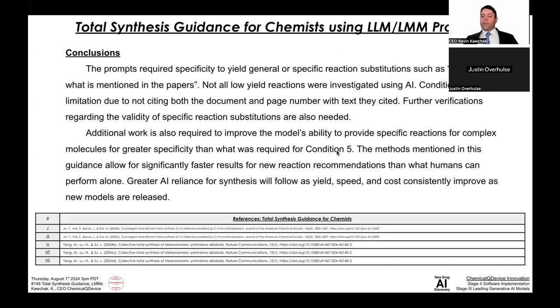Okay. And then condition 5, which was my hardest, I said it had to be specific reagents, but then it's going to keep going into PhD level, postdoc level, these types of things, as far as saying push a button, look at this paper, and then the output, these recommendations, how much does it help? We know it's time. It's definitely worth running, right? Because it's so much faster than reading papers and reading supplementaries. So the methods mentioned in this guidance allow for significantly faster results for new reaction recommendations than what humans can perform alone. And greater AI reliance for synthesis will follow as yield, speed, and cost consistently improve as new models are released. So a lot of these things are dependent on the models that are used.